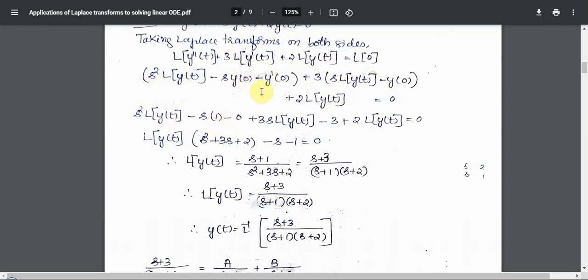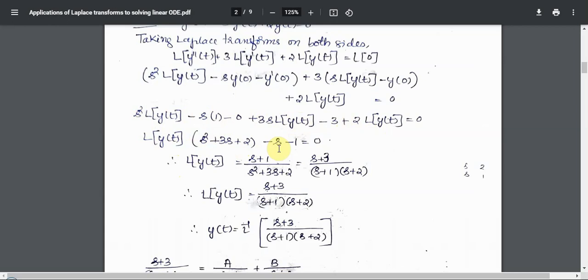y of 0 is 1, y dash of 0 is 0. Then all others we have simplified. Y of 0 is substituted as equal to 1. Then L of y of t, there are 3 terms. We will take them common. After taking common, what is left? S square plus 3s plus 2. Therefore, it is L of y of t into s square plus 3s plus 2.